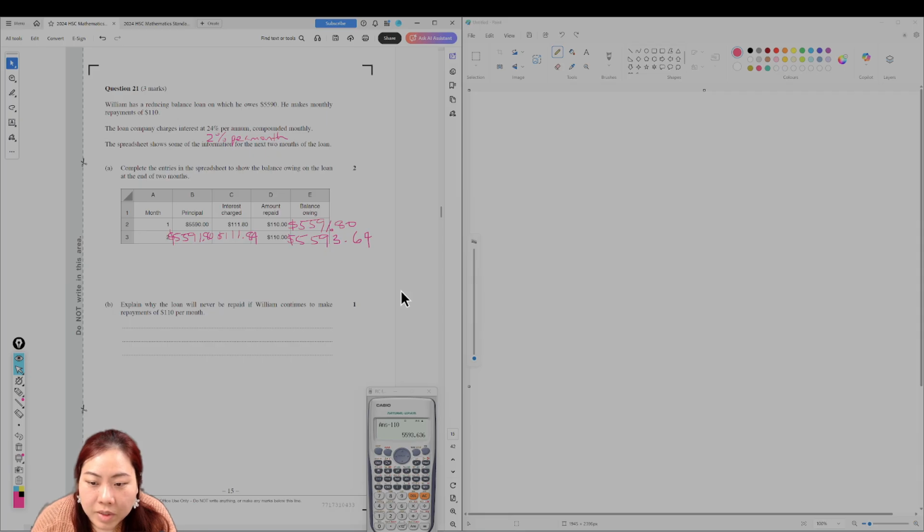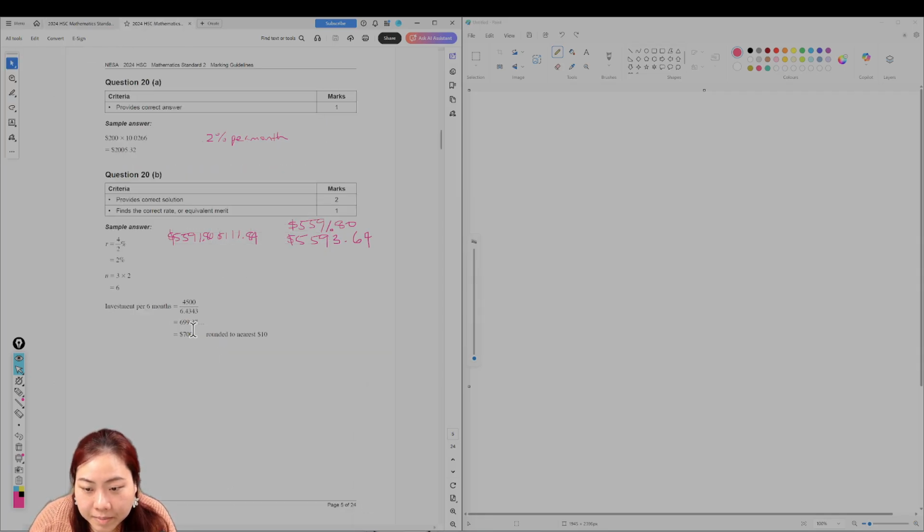B, explain why the loan will never be repaid if William continues to make repayments of $110 per month for 1 mark. Easy, he's not even paying off the interest. He's not touching the principal. It's never gonna get paid off. The interest is gonna pile up. Let's see what is written at the back.